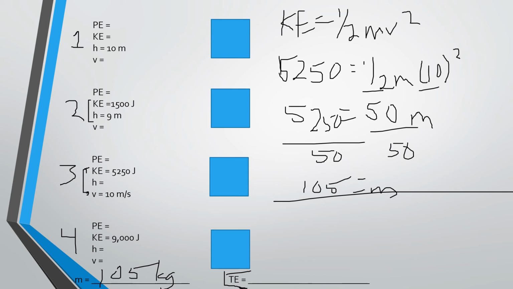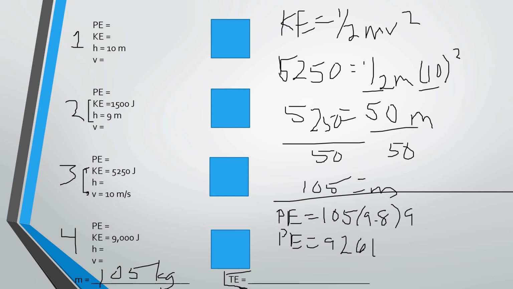Well, I have the kinetic energy. So I can use the PE equation with the mass that I just got, the gravity that I've always known, and the height that is given. And I can get a PE of 9,261 joules. And then I can add it to the 1,500 at the same spot, and I can get a total energy of 10,761.